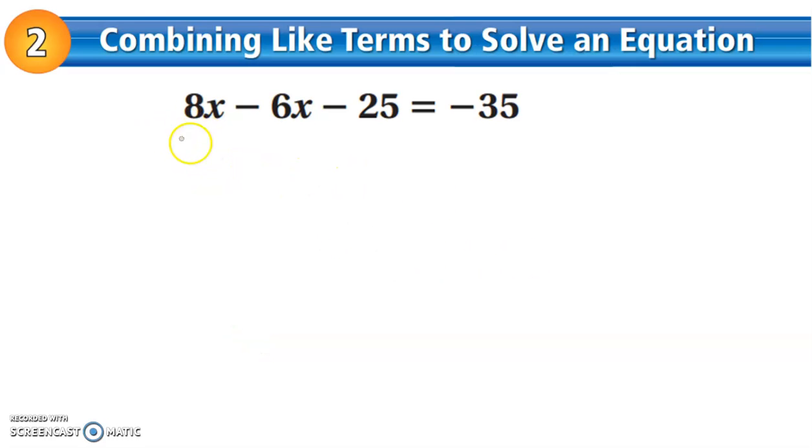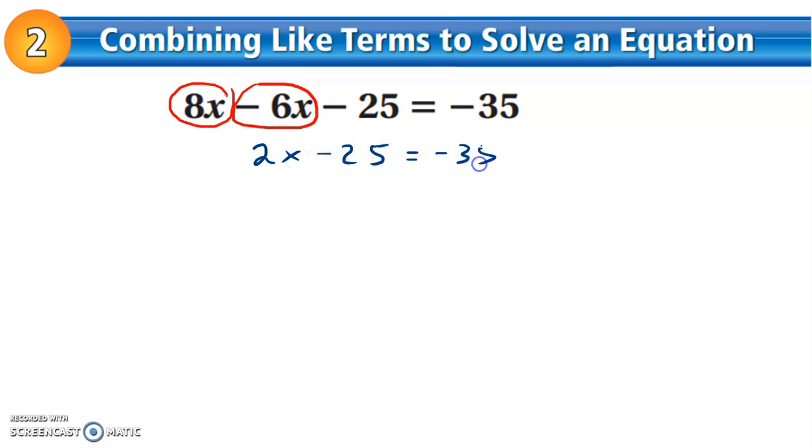All right. First, again, I said combine like terms. We've got to eliminate grouping symbols and combine like terms. So here we have like terms: 8x and -6x. Remember, the sign in front of a number goes with the number. Combine those two and we get 2x minus 25 is equal to -35.